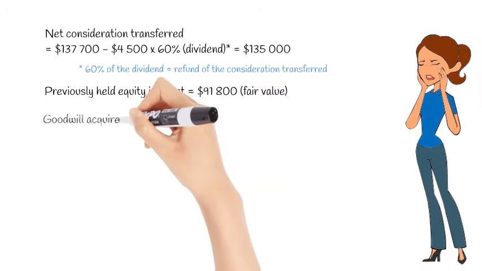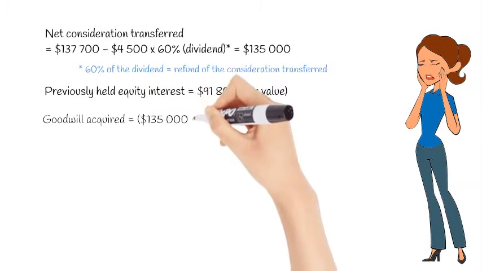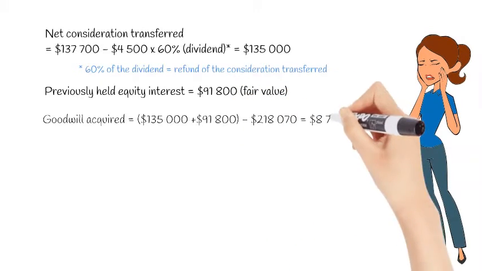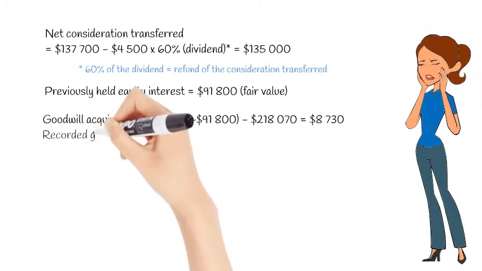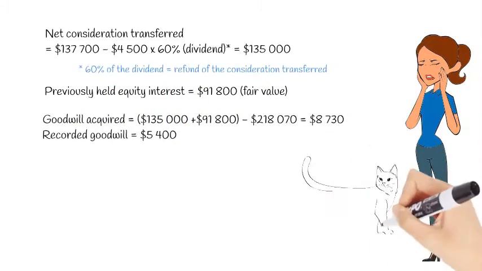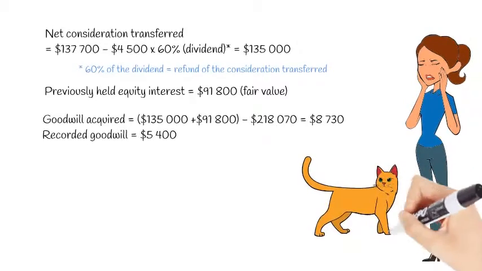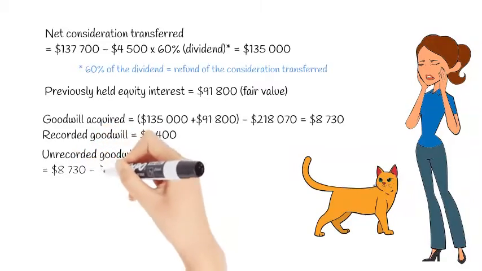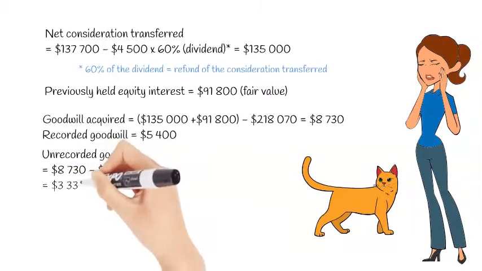So by using the net consideration transfer and previously held equity interest, we can work out how much is the goodwill acquired. Remember, in this question, we previously recorded a goodwill of 5,400. Therefore, by using the goodwill acquired minus the recorded goodwill, we know that the unrecorded goodwill is 3,300.